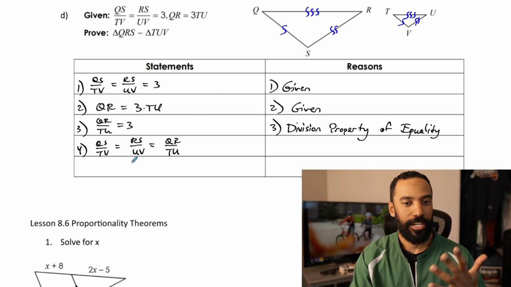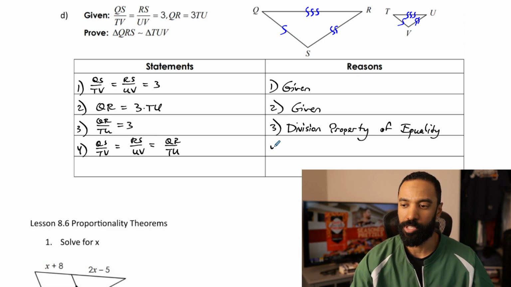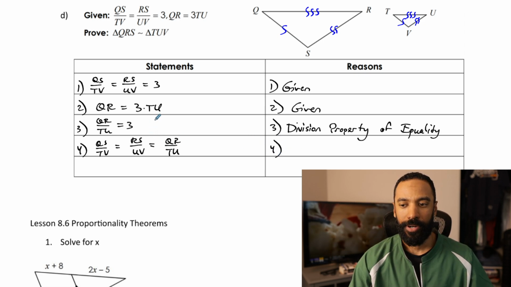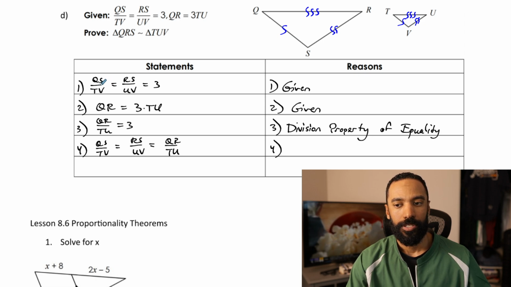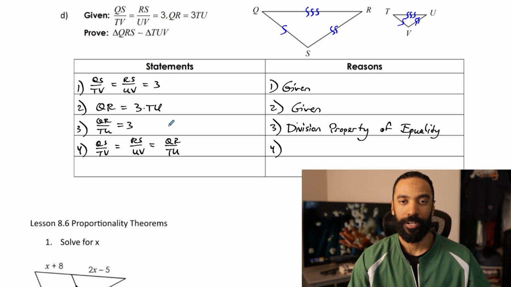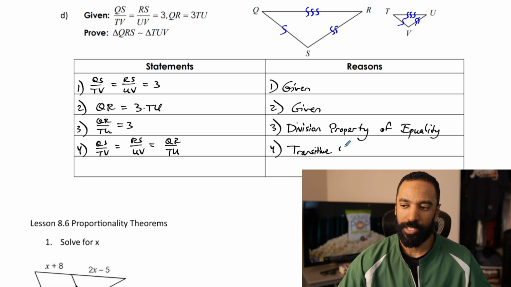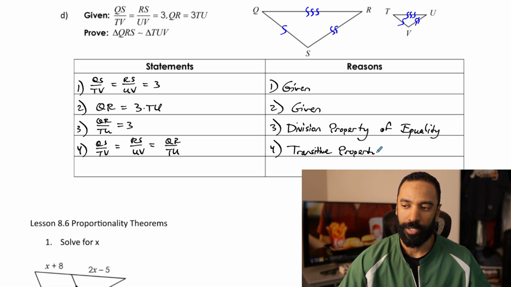Why? How can I justify this? Don't say side, side, side. That's not a similarity statement. It's a statement of proportionality. How did I say this? These equal 3. This equals 3. They equal each other. That's the transitive property of equality. Transitive property of equality. 2 things that equal the same thing are equal to each other.